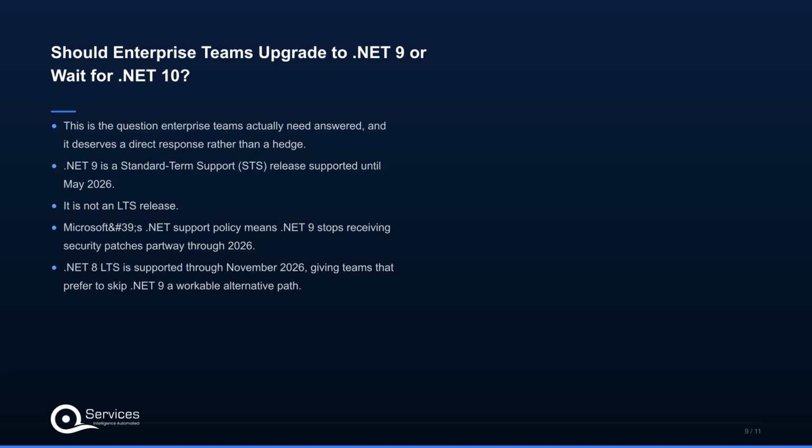Microsoft's .NET support policy means .NET 9 stops receiving security patches partway through 2026. For enterprise applications in regulated industries like healthcare, banking, or financial services, running unsupported software is a compliance risk. If your security policy requires supported software, plan your .NET 9 window carefully, begin the upgrade in Q4 2025 and have a .NET 10 LTS migration plan in place before May 2026. .NET 8 LTS is supported through November 2026, giving teams that prefer to skip .NET 9 a workable alternative path.